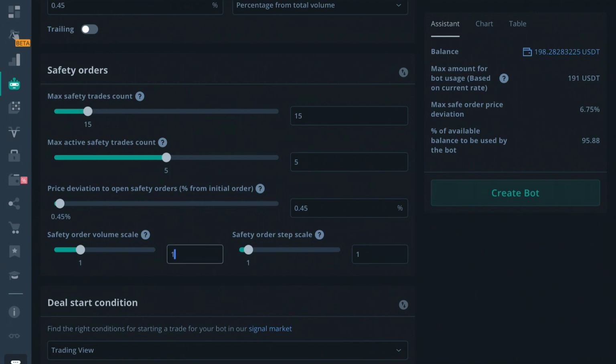Safety order volume scale. This makes it a lot easier for you to close deals as well. The more volume you're putting into each safety order, the easier it will be to close a deal.